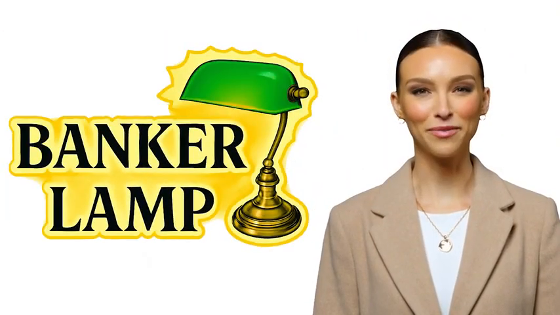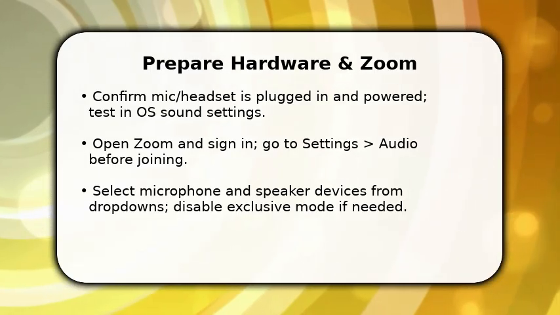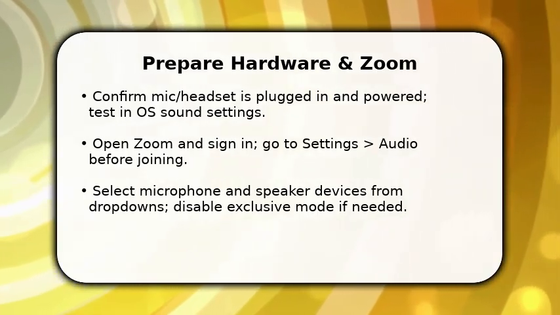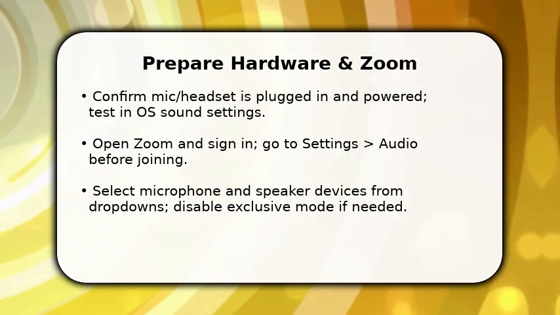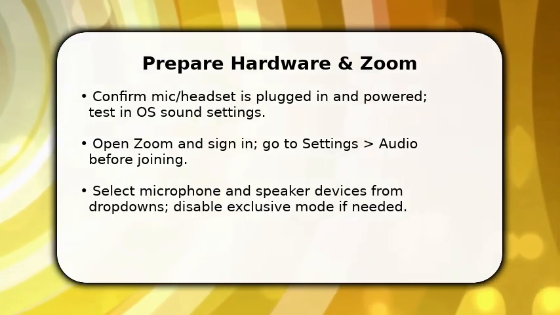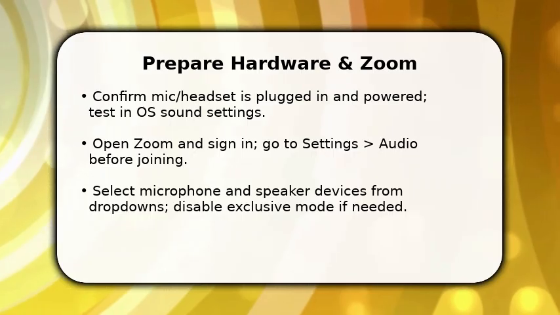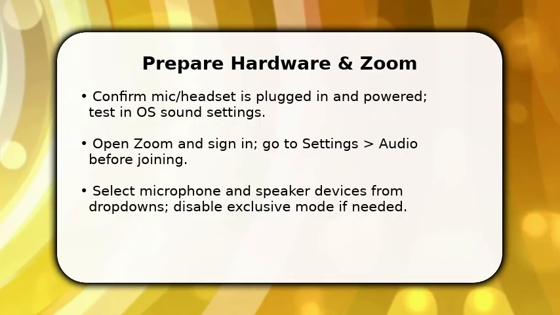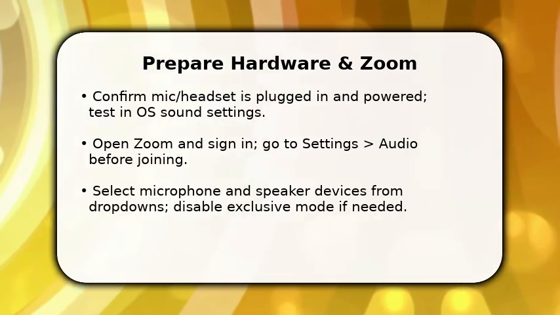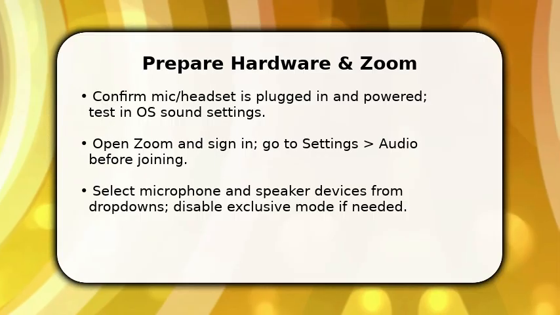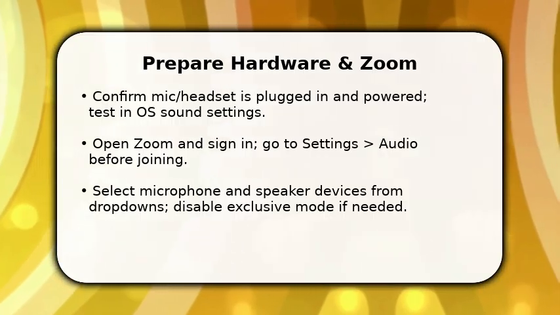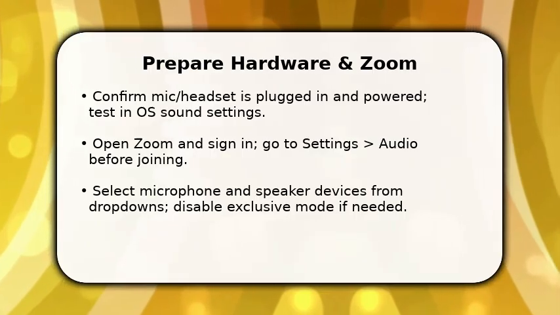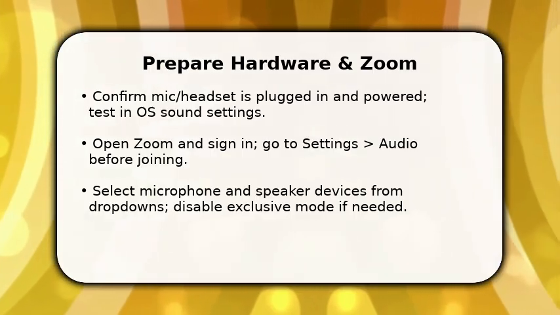Please enjoy the video. You start by ensuring your hardware is ready. Plug in and enable the microphone or headset, and verify it shows up in your operating system's sound settings so Zoom can use it. Once done, open Zoom and sign in, then navigate directly to Settings Audio to avoid in-call adjustments. In the audio panel, pick the correct microphone and speaker from the drop-down menus, and make sure exclusive mode is off so other apps won't block Zoom's access.